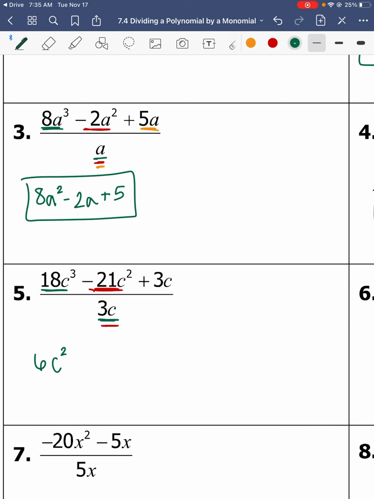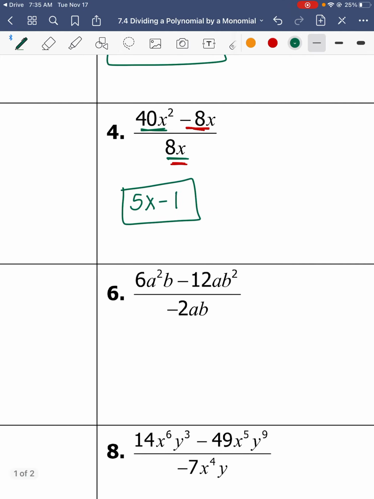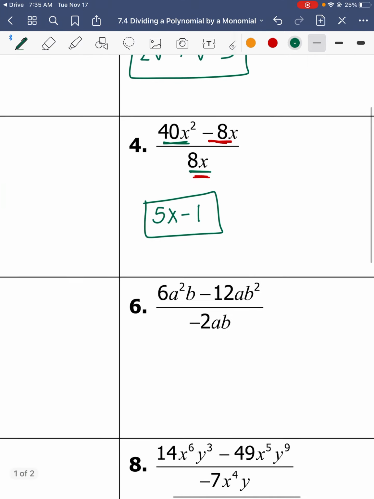And negative 21c squared divided by 3c. Negative 21 divided by 3 is negative 7. C squared divided by c is just c. We subtract the exponents, 2 minus 1 is 1. And then 3c divided by 3c, well, 3 divided by 3 is 1, c divided by c is 1, so we'll add 1 here.